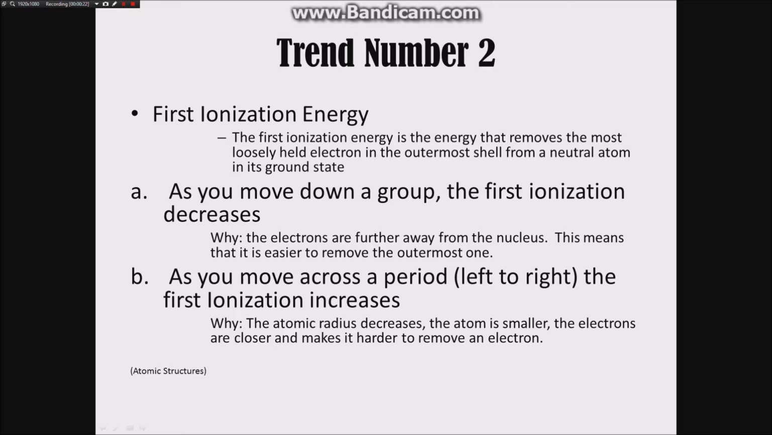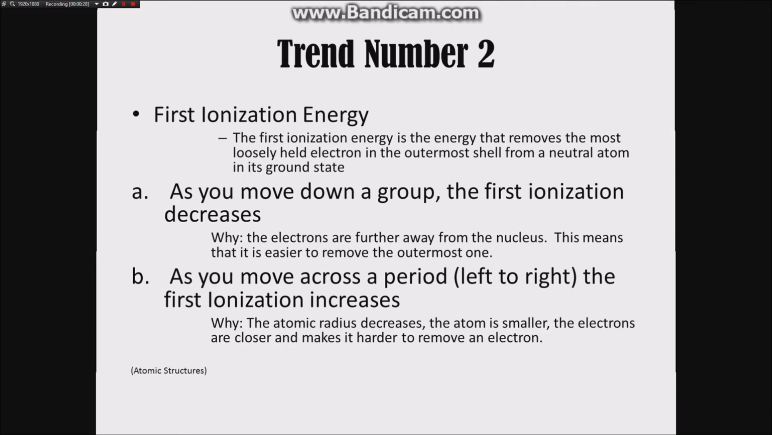As you move across a period, the first ionization energy increases. The atomic radius decreases, the atom is smaller, and therefore the electrons are closer, making it hard to remove the electron.